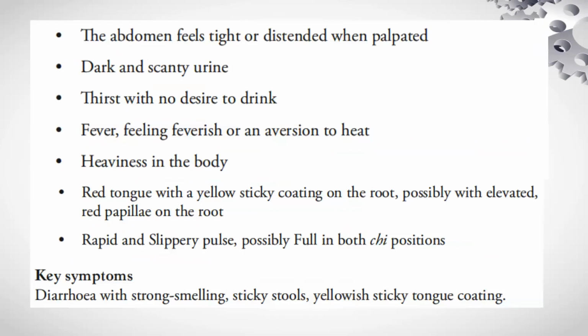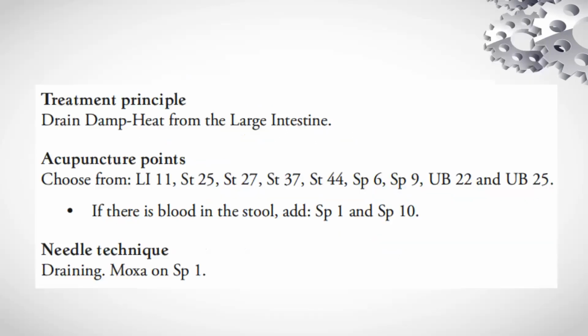The abdomen feels tight or distended when palpated. There is dark and scanty urine, thirst with no desire to drink, fever, feeling feverish or an aversion to heat, and heaviness in the body. Tongue is red with a yellow sticky coating on the root, possibly with elevated red papillae on the root. Rapid and slippery pulse, possibly full in both cun positions. Key symptoms are diarrhea with strong smelling, sticky stools, with a yellowish, sticky tongue coating.